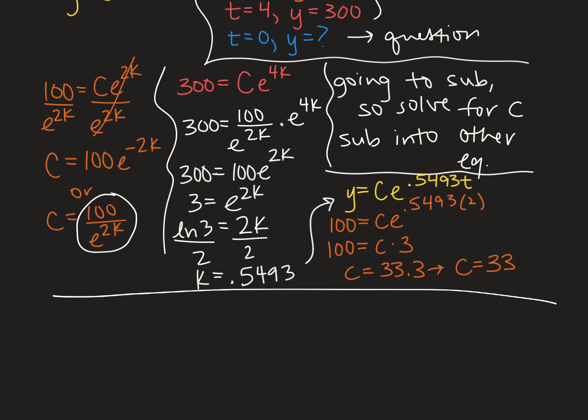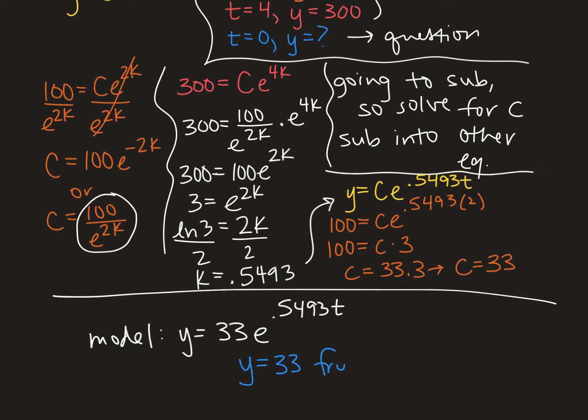So our overall model would look like y equals 33. I guess you can put 0.3, but it doesn't really make sense since we're talking about a being. So we'll have e to the 0.5493t. Asking about the initial condition, you would plug in 0 for t and you would just get 33. So we know that there were 33 fruit flies at the beginning of the experiment.